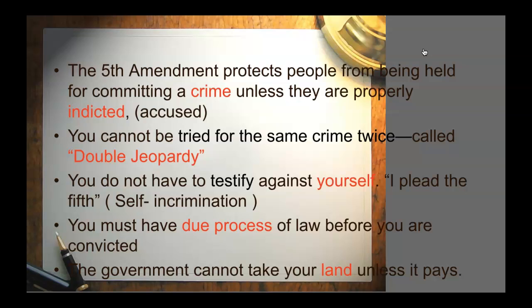For example, you can say, and you might have heard this before, "I plead the Fifth," which of course is avoiding self-incrimination. You must have due process of law before you are convicted, and the government cannot take your land unless it pays. These are really important to think about when it comes to your interaction with the law.